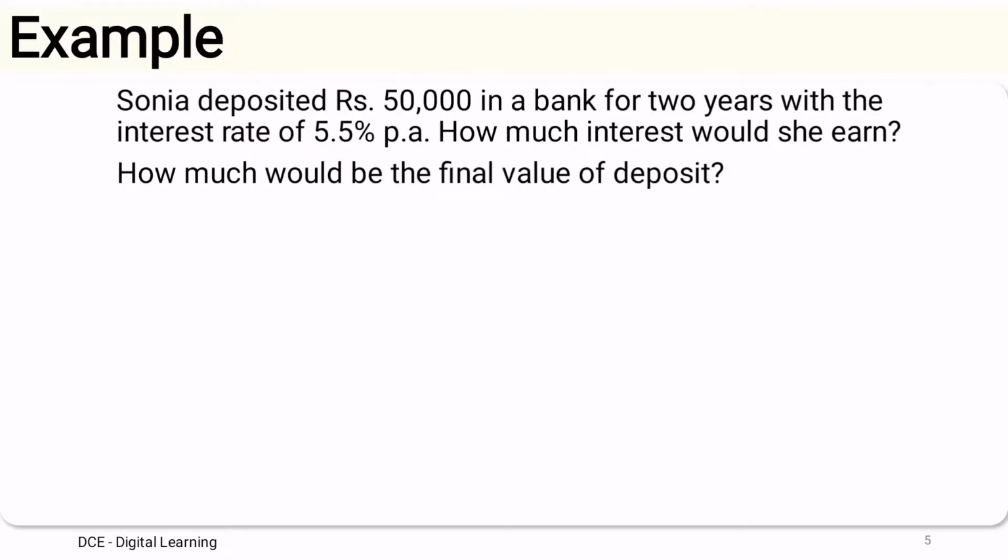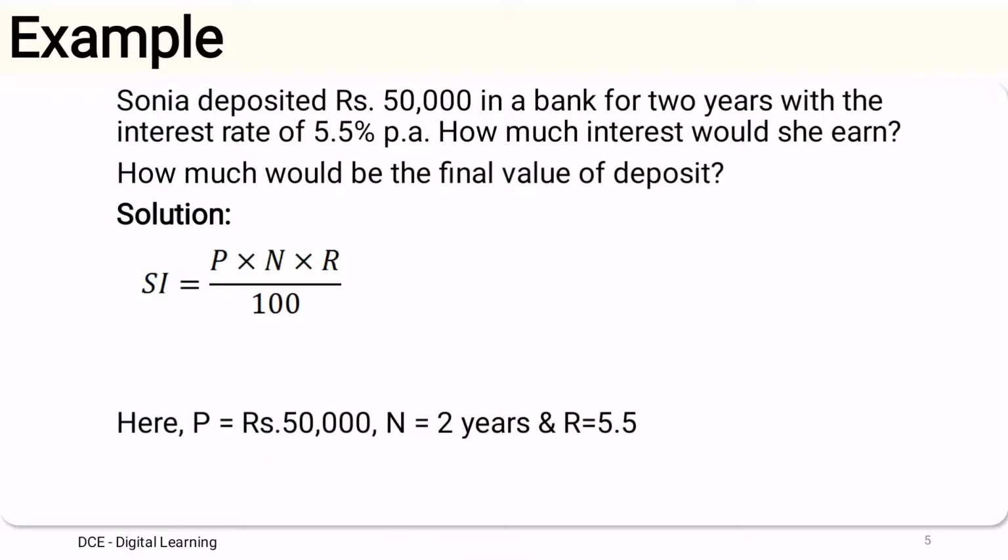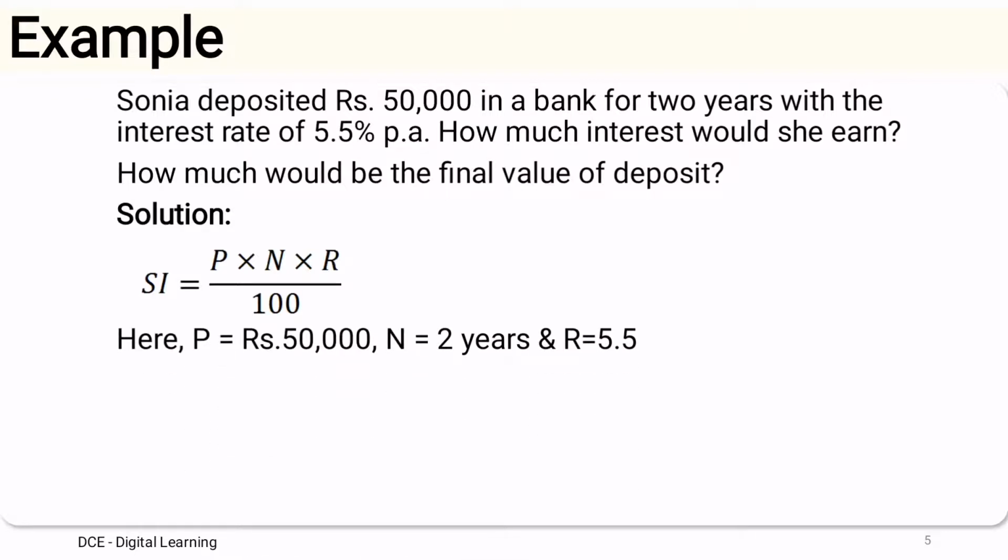Let us take one example on computing simple interest. Let's say Sonia deposited rupees 50,000 in a bank for 2 years with the interest rate of 5.5% per annum. How much interest would she earn? How much would be the final value of deposit? So as we know, the formula to compute simple interest is SI equals P into N into R divided by 100. Here P is the rupees 50,000, the sum deposited by Sonia in bank.